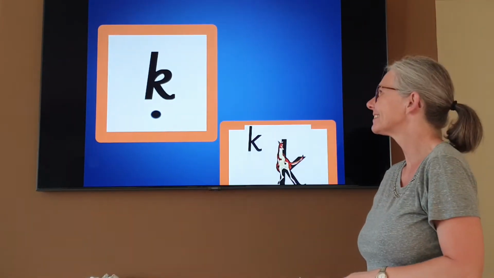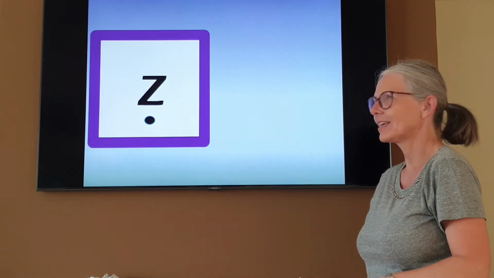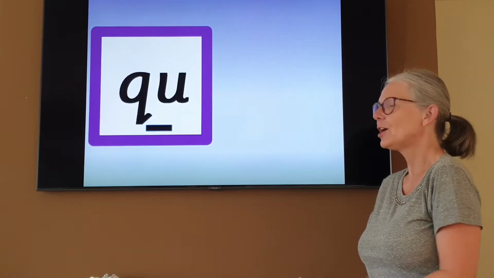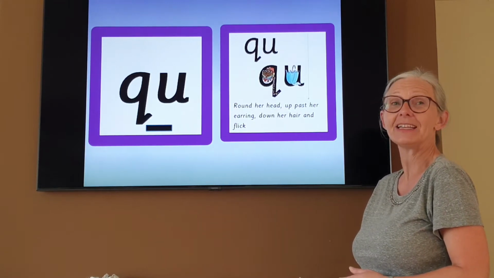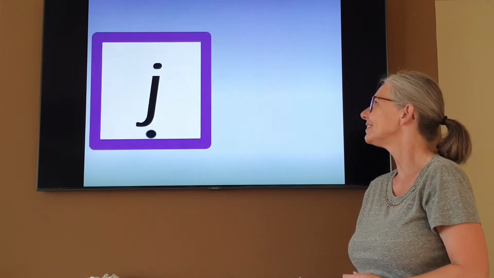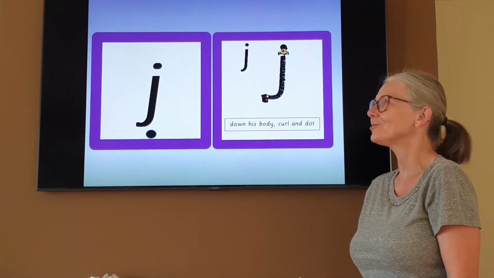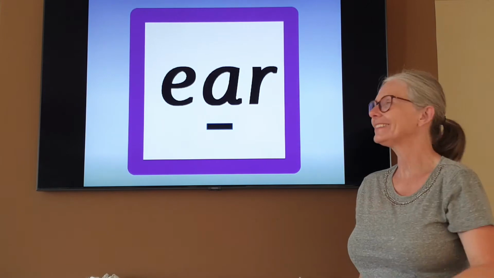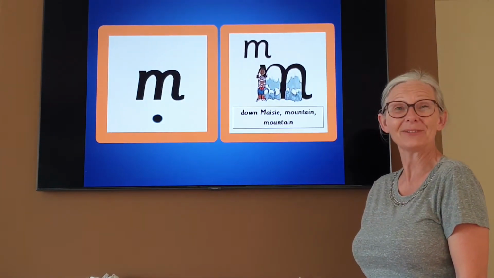K. Down the kangaroo's body, tail and leg. Z. Zig, zag, zig. Qu. Round her head, up past her earring, down her hair and flick. J. Down his body, curl and dot. F. Ear. Mmm. Down Maisie, mountain, mountain.